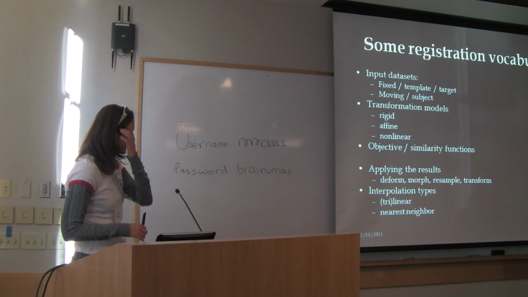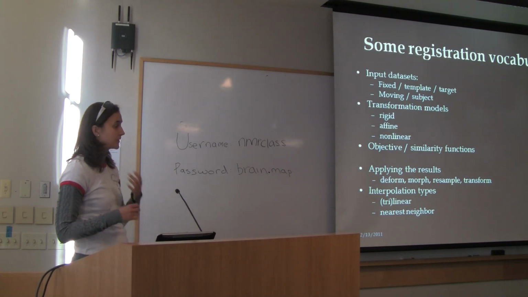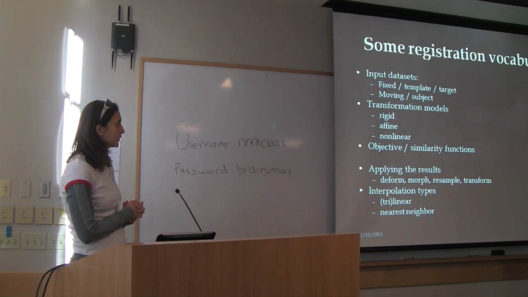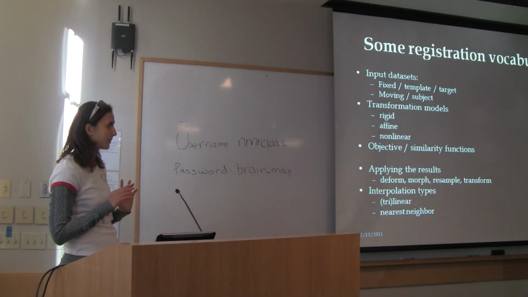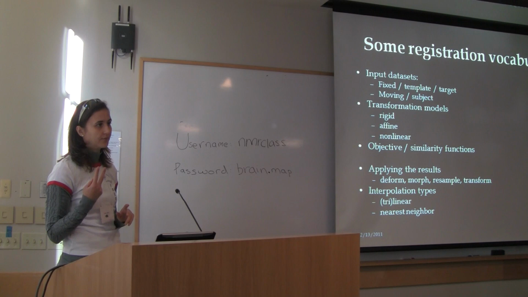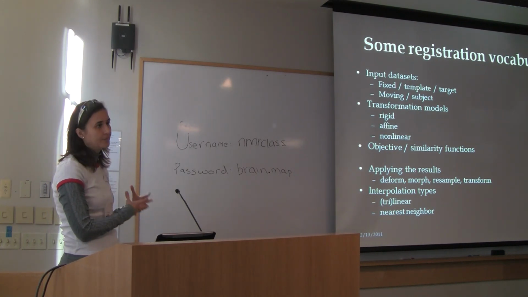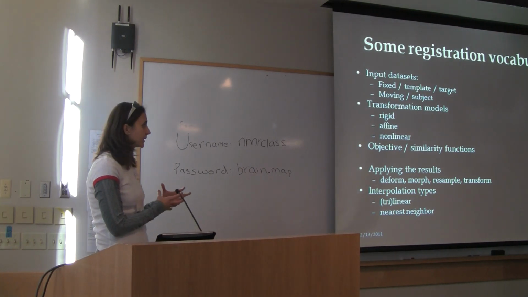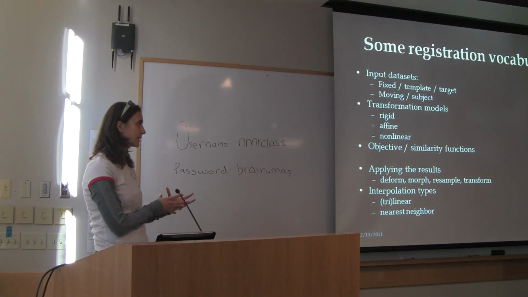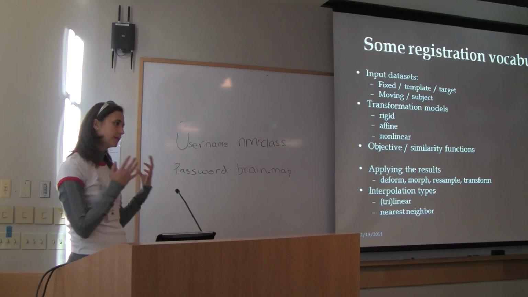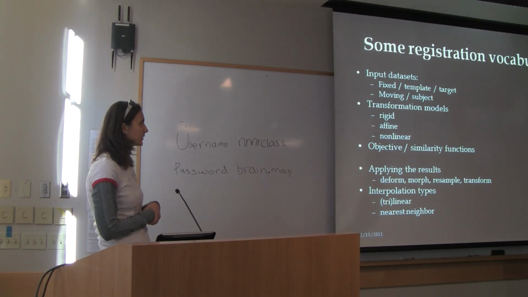So very quickly, a quick summary of some registration-related terms. When you have input data sets, for the most basic scenario, you are going to have two input data sets. We usually use the term fixed, template, or target, and this is going to be the image that stays fixed, and we are going to be trying to move the moving or the subject image into the space of the target image.